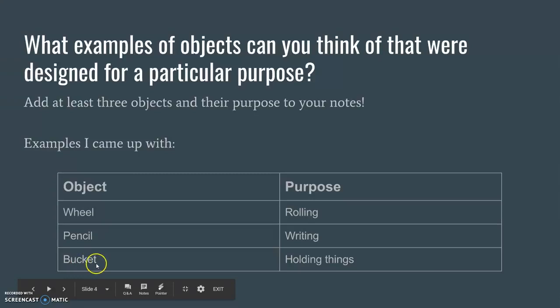And the last one we've got is a bucket. The design of the bucket is for holding things such as water. If you're trying to carry water in a bucket with holes, I'm sure you know what's going to happen. The water's going to leak out of there. It's not going to be very good at its job. So its form, its structure, is integral in its ability to actually hold things.